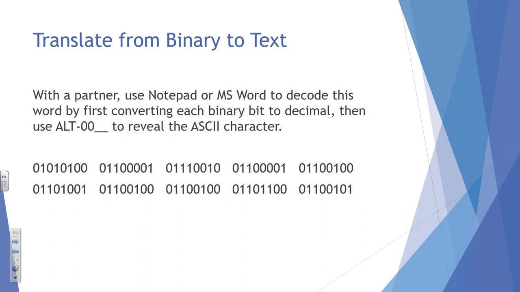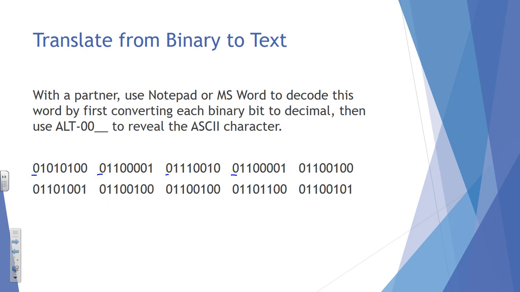Now I've used 8 bits in each of these cases, but you'll notice that the first digit in every one of these 8-bit numbers is a 0, so it's really only the last 7 that are conveying any information here. Convert each one of these into decimal and then type the decimal equivalent of that using the Alt key in Microsoft Word to reveal the message.